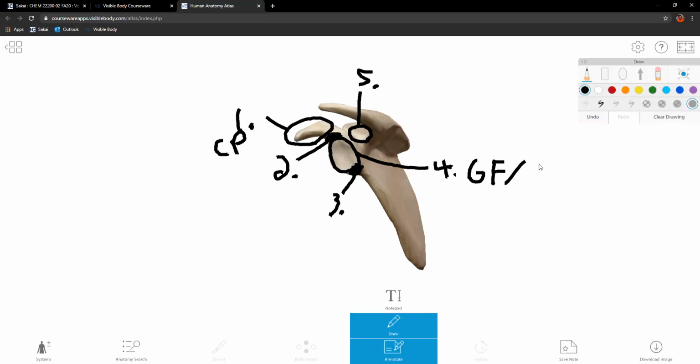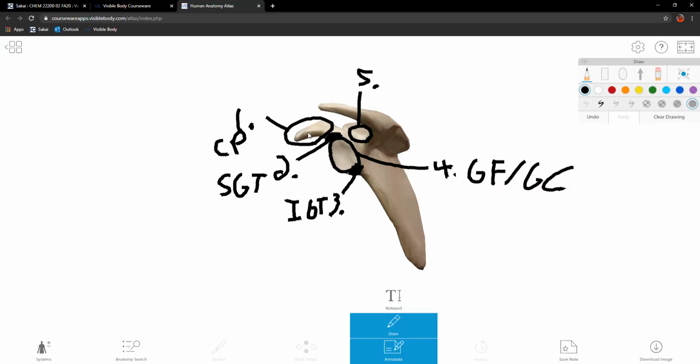Or you could put GC for glenoid cavity. So number 4 is our glenoid cavity, and we have this bony protrusion up at the top here. This is going to be our supraglenoid tubercle. And so if number 2 is the supraglenoid tubercle, and we go below the glenoid cavity now, this will be our infraglenoid tubercle.